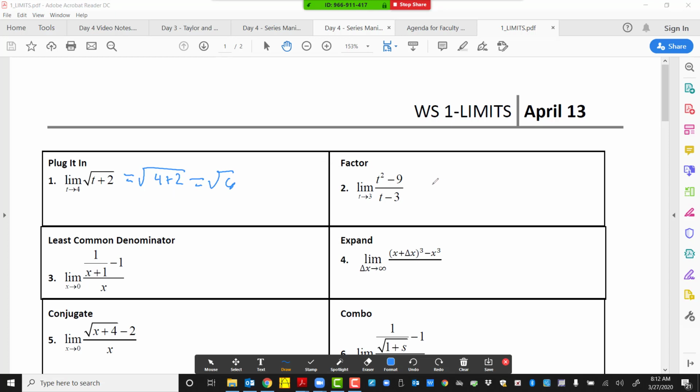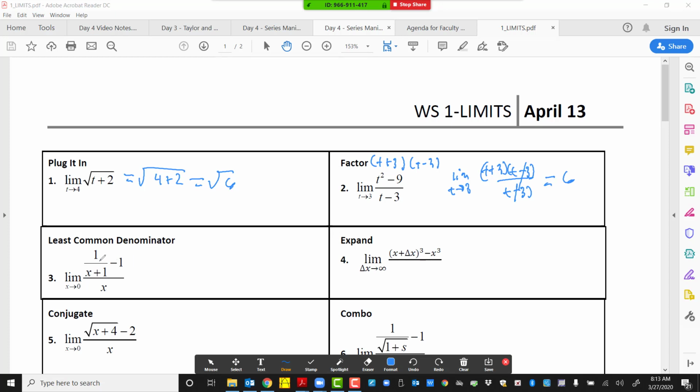We can move on. The next option is to factor. So we can say this factors into t plus 3 and t minus 3. So we're left with the limit as t approaches 3 of t plus 3 times t minus 3 over t minus 3. Those t minus 3's will cancel, and then we can just plug in 3. So 3 plus 3 gives us 6. Alright? Moving on to least common denominator.